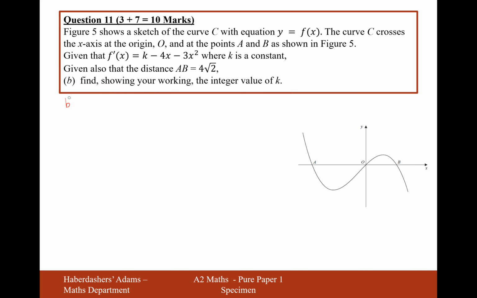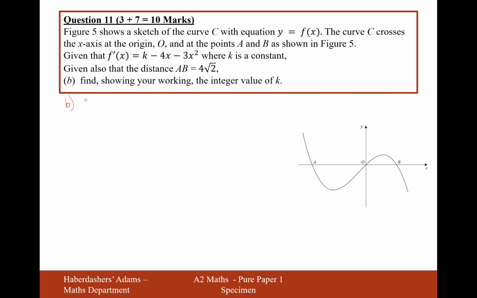Part B now, quite a difficult question. This is 7 marks, so I know it's going to be difficult. Given also that the distance from A to B is equal to 4 root 2, showing your working, find the integer value of k. So we know k is a whole number, that's a little bit of a help.